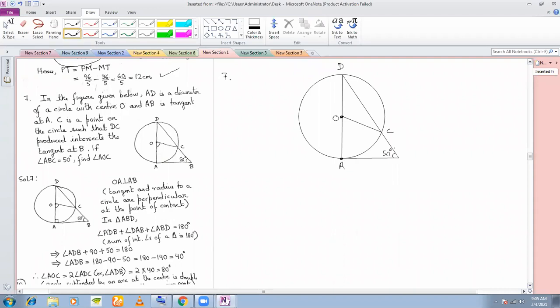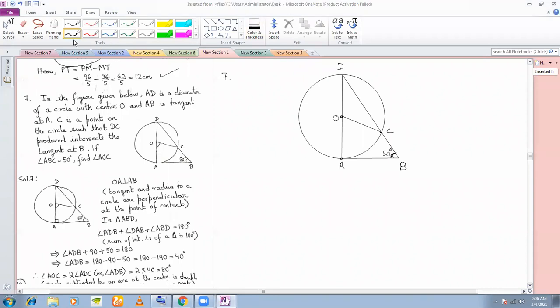C is a point on the circle such that DC produced intersects the tangent at B. So C is a point here on the circle such that when you produce DC, it meets the tangent at the point B. Given angle ABC is equal to 50 degrees. So this angle is given to you as 50 degrees. Find angle AOC.